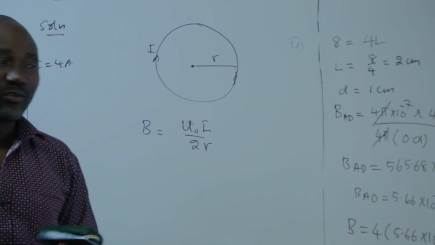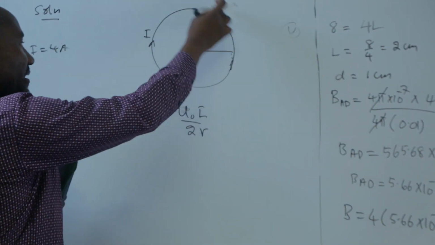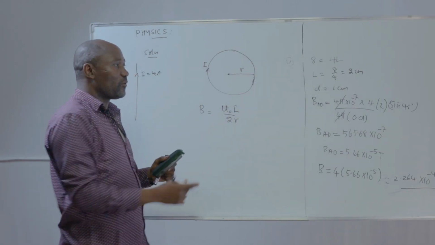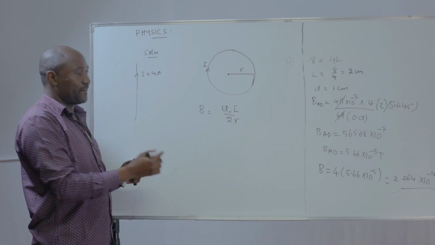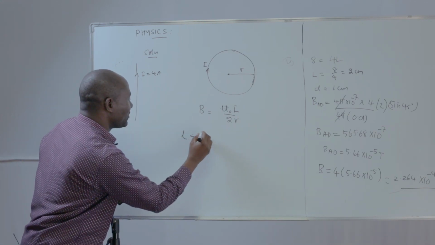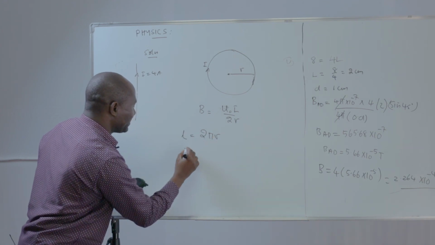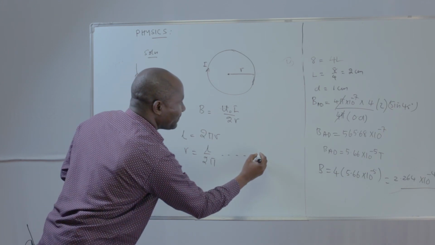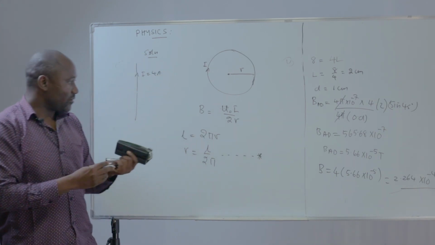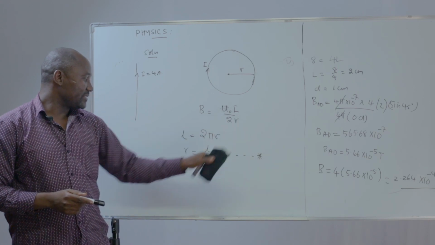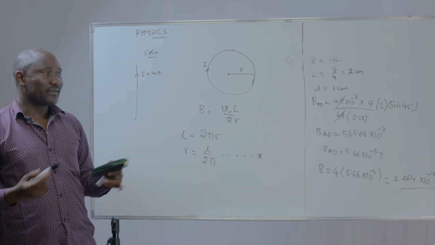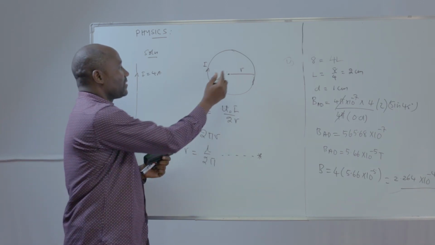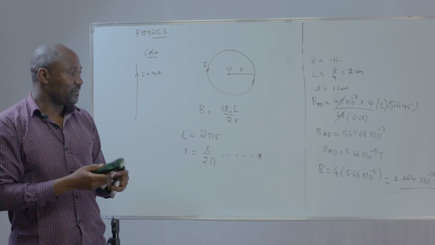So, very interesting. How do you find the radius? We know this is the circular loop. The circumference of the loop will be equal to the length of the wire. So the length of the wire, which is given, equals 2 pi r. What is the radius? It is L over 2 pi. Take this as equation star, because we're going to plug in the value of the radius. We know the length, and by that we can find the magnetic flux density at the center of that circular loop.